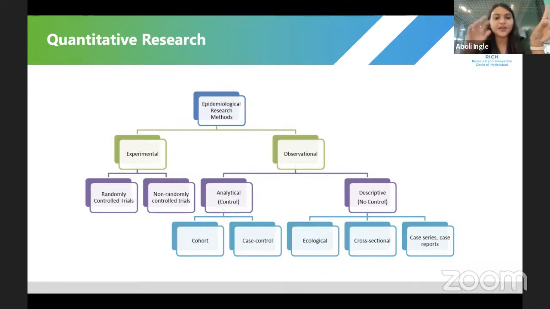In experimental, we provide some intervention, and in observational, we observe the population, like its outcome, its exposure, and various things. So I'll start with the experimental. In experimental, there are two types of approach that we can take: randomized control trials and non-randomized control trials. Randomized control trials are basically where individuals or study units are assigned randomly.